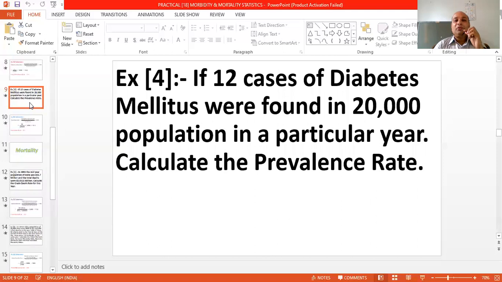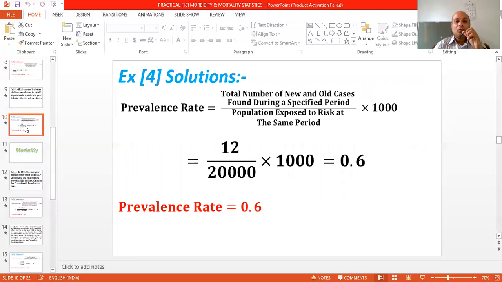Example 4. If 12 cases of diabetes were found in 20,000 population in a particular area, calculate the prevalence rate. Then prevalence rate is total number of new and old cases found during a specific period upon population exposed to risk at the same period into 1000. Then the prevalence rate is 0.6.